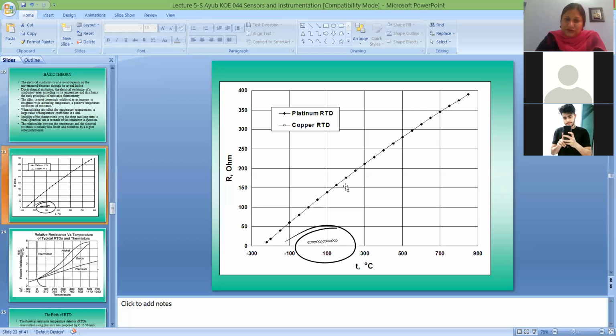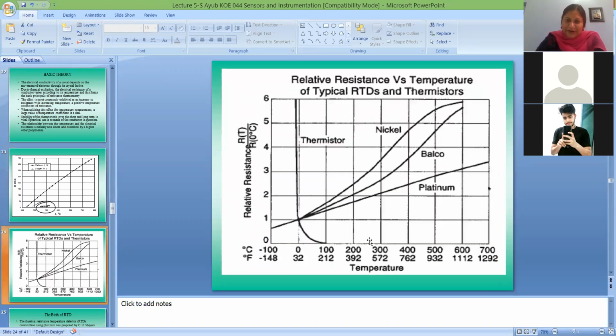If you use platinum, then this type of response you will get, it is more towards linearity, and which is more significant, as the sensitivity is also high. But if you use a copper RTD, then your response is very slow. It is not changing much, and it also gives a limited range of temperature. And for different metals, the relation is like this. For nickel, the response is like this. For Balco, the response is like this. For platinum, the response is more towards linear. And for thermistor, it is like this, because thermistors give a negative temperature coefficient.